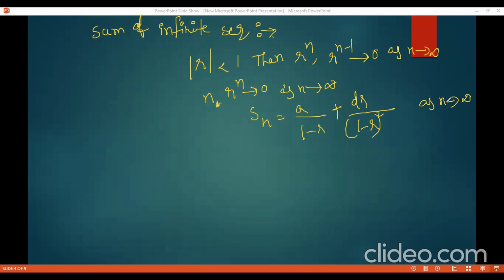Got it? Now, in other way, how do we write this same? So can I write this as S infinite is equal to a by 1 minus r plus dr by 1 minus r whole square? Understood? Yes. Next, we observe the next part, method of finding sum. How to find the sum?